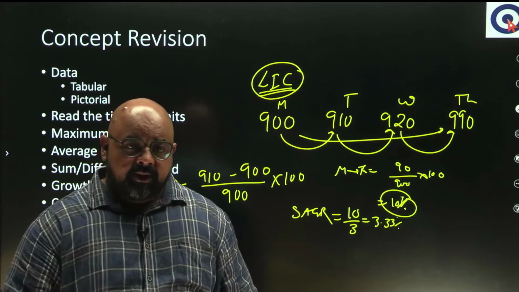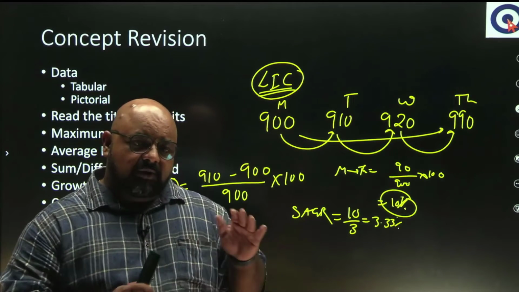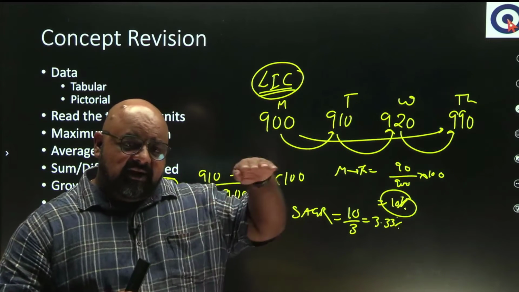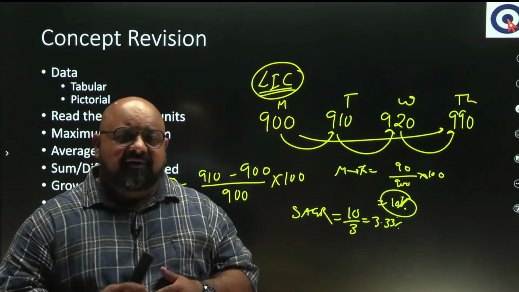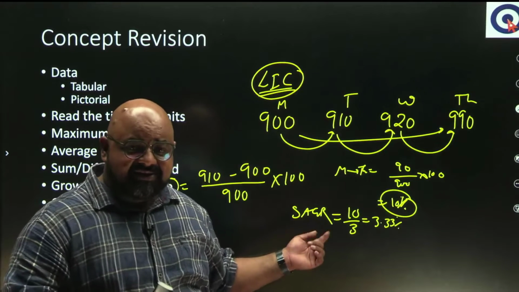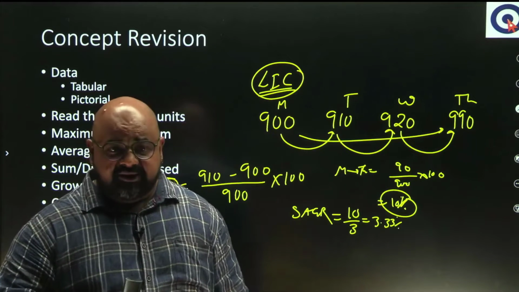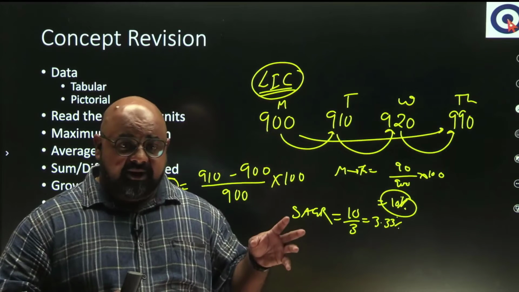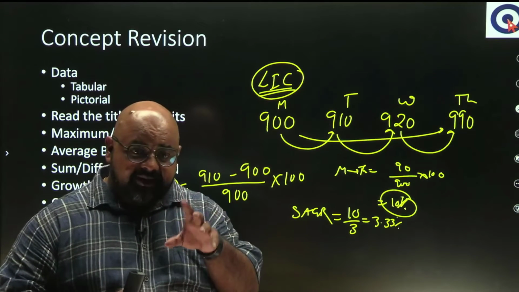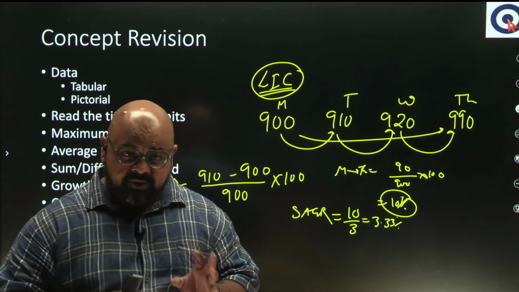Right? Right now, if you look at the growth, it is 900, 910, 920, 990. The growth is not the same every day. But if I want to average it out, I can use the SAGR, which will give me the value as 3.33%. This concept is the same as simple interest. The rate of simple interest is actually the SAGR, right?